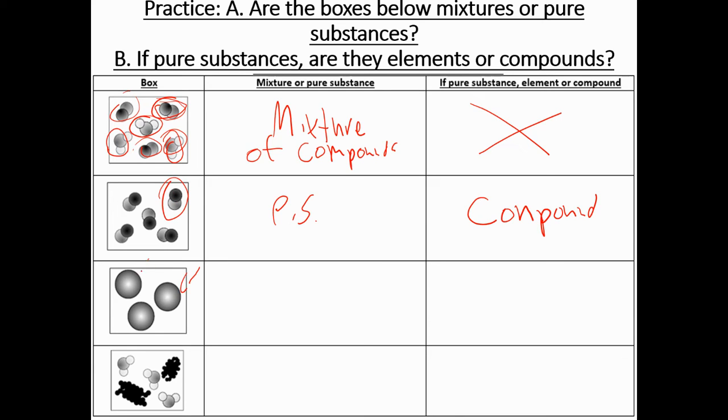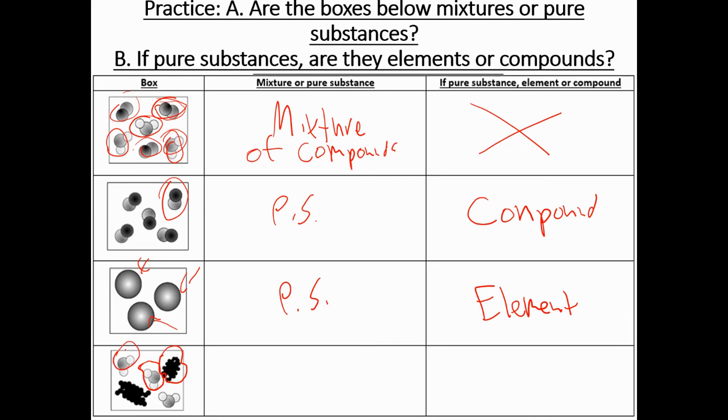Here we have the same circle over and over and over again. It's only one circle every time, so we know it's a pure substance. It's only one circle every time, so we know it's an element. Now here we have a compound, and here we have a bunch of the same circles connected to each other.